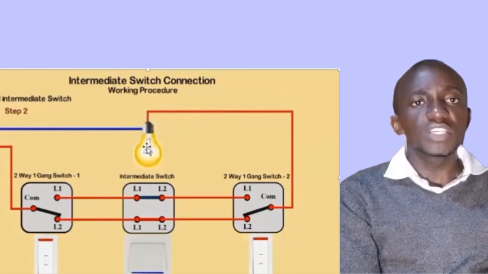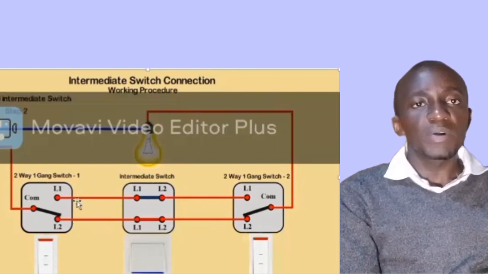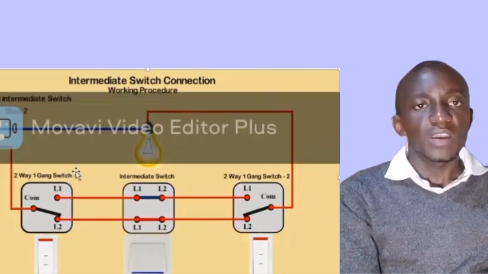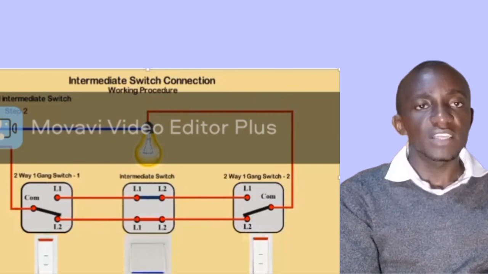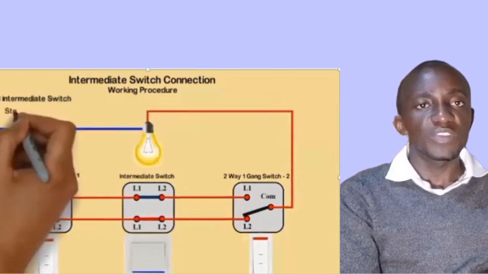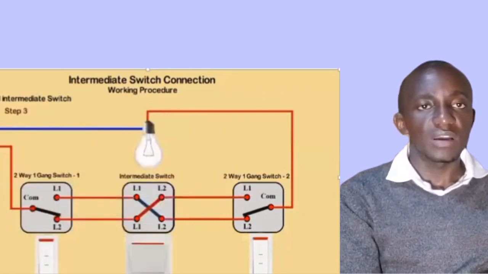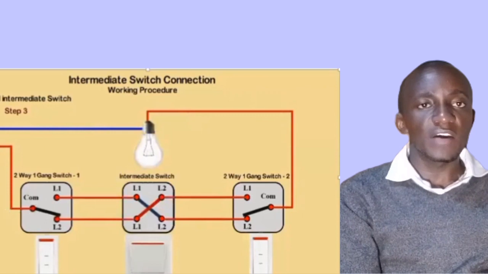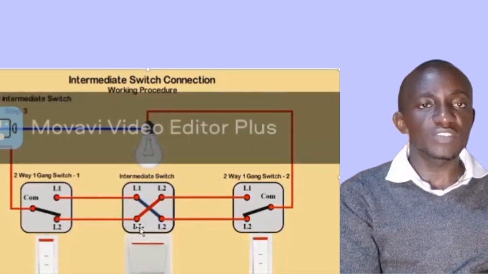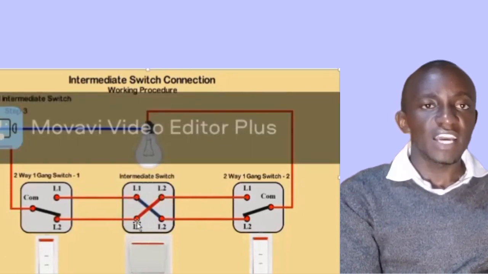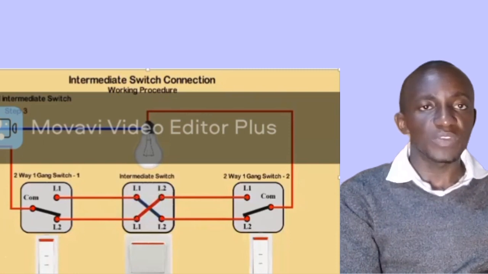In an intermediate switch, when you operate the switch, those terminals will look like an equal sign. They will be parallel. When you operate it the second time, they cross. So the first pair of terminals is the L1s, and the second pair is the L2s.